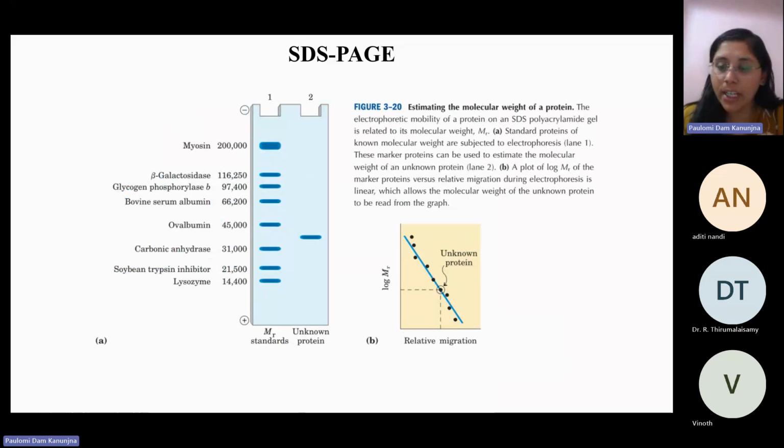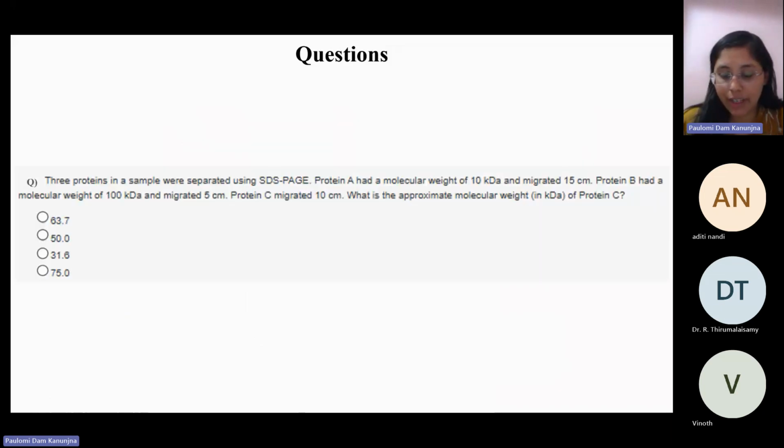This sounds complicated, but it is not. This is exactly where we will use it. So let's try to see how much we have understood the concept here. You have your 3 proteins here: protein A, protein B, protein C. Protein A, you know the molecular weight, which is 10 kilodalton, migrated 15 centimeter.